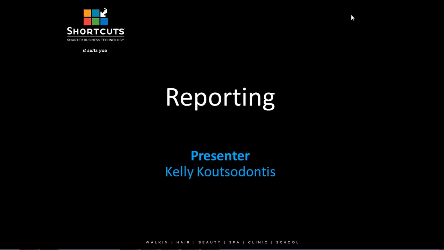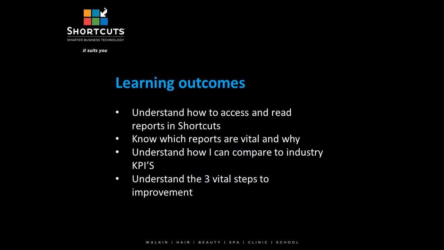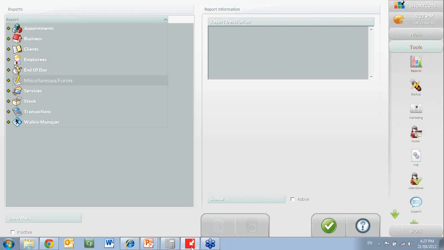So basically from here I'm going to go straight into Shortcuts and show you how we're going to actually open up reports. Okay, so the learning outcomes for today are to access and read reports in Shortcuts, which is what I'm just about to show you. Then I'll go through and show you which reports are vital and why, and understand how we can compare to industry KPIs as well. So we'll go through that towards the end, and then understanding the 3 vital steps to improvement. Okay, so I'll just scoot into Shortcuts and we'll be able to have a look at how to do this.